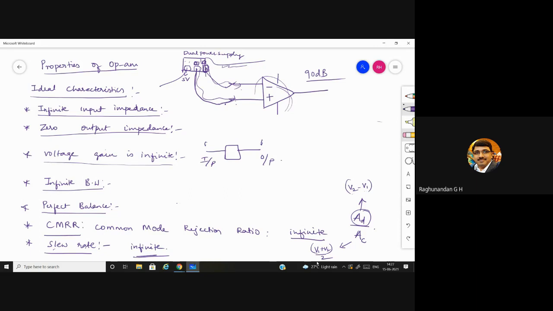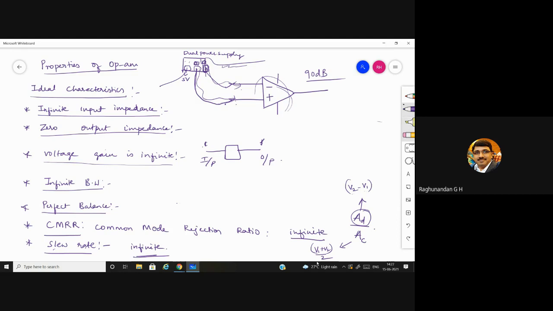Slew rate is infinite indicates that as soon as you start increasing, suddenly it will increase. There is no delay between input and output. But practically speaking, there will be some delay between input and output because the device takes some time to process it and give the output. So there will be a delay. But ideally speaking, slew rate is infinite. So that means the output changes simultaneously with the change in the input voltage.